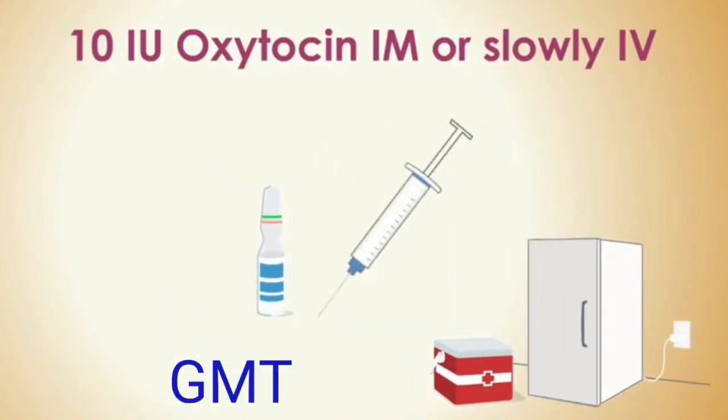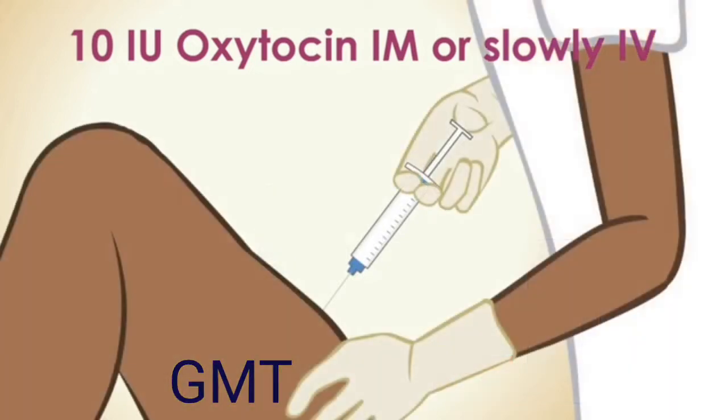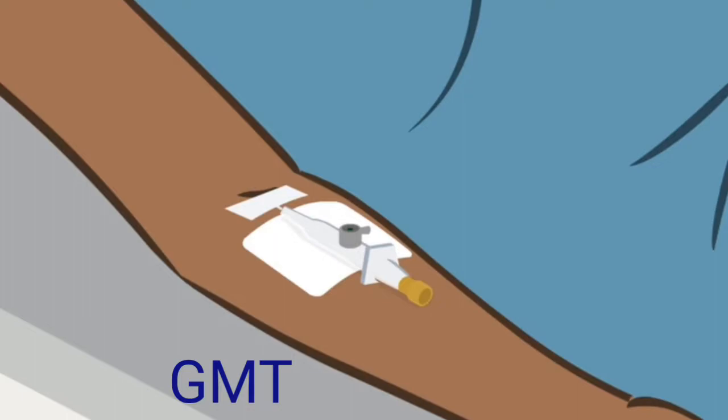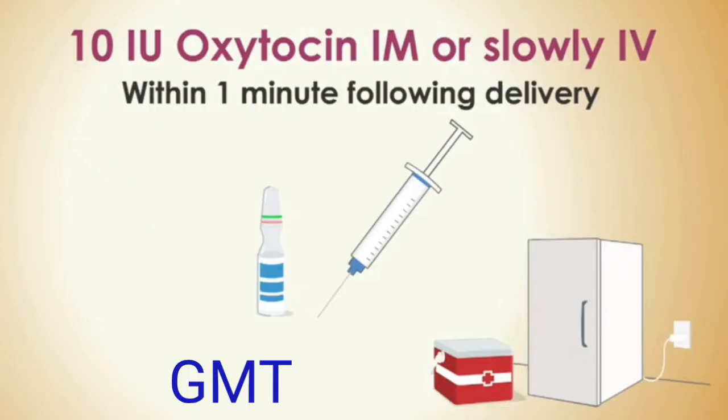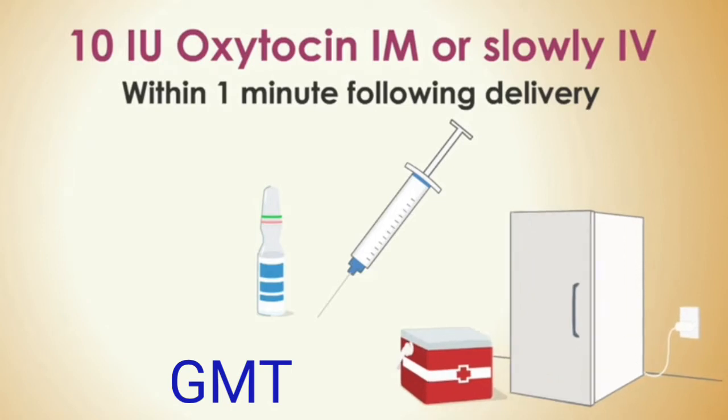Give 10 units of oxytocin intramuscularly or intravenously if an IV infusion line is already in place. Oxytocin should be given within 1 minute following the delivery. Oxytocin only works if it's been stored at a temperature between 2 and 8 degrees Celsius.